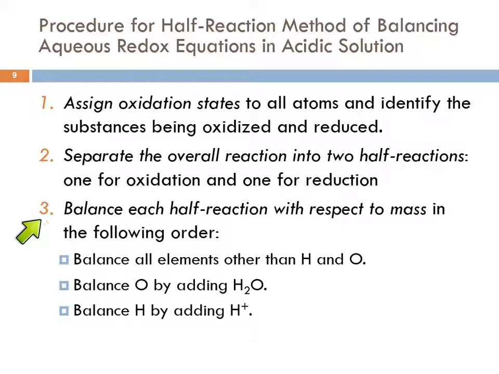We're going to balance each half reaction first with respect to mass. Balance all the elements besides hydrogen and oxygen first. Then balance oxygen by adding H2O where it's needed to balance oxygen. And then balance hydrogen by adding H+.